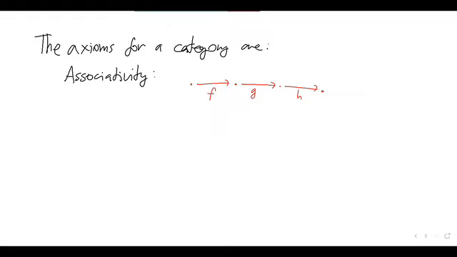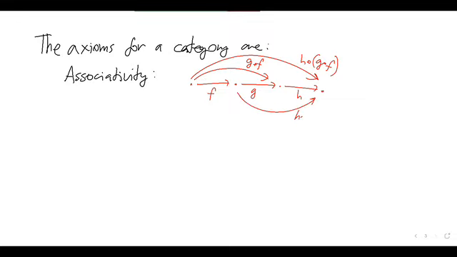So when I have three arrows in this arrangement, I could compose G and F, and then compose the result with H on the other side. So then it will be H composed with G composed with F. Or I could first compose H and G, and then compose that with F.